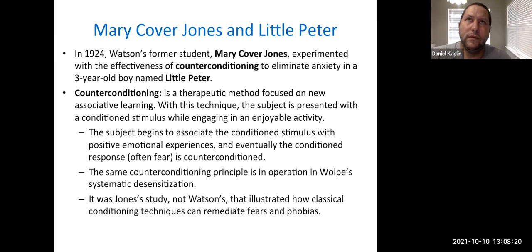Now, it's interesting, people really criticize Watson for the little Albert study. And they say, oh, there was psychological damage. And some books say, and the fate of little Albert is unknown to this very day. And this is not true. We know that little Albert moved away with his family. Now, he did die early, but it had nothing to do with his study. He moved away, and the ethical question is, did Watson's conditioning of fear create a fear response in perpetuity?